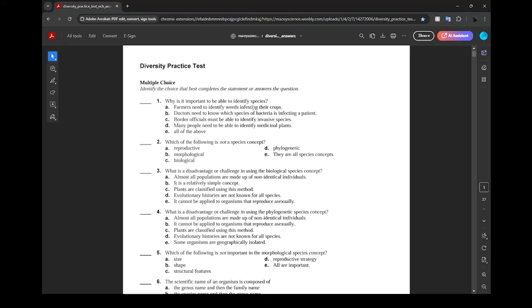So this one is common knowledge. Identify weeds, this is for sure. To identify infested crops, doctors need to know which species of bacteria is infecting which patient. That's true. So right off the bat, we have two answers that we know for sure are true. We're gonna select E.